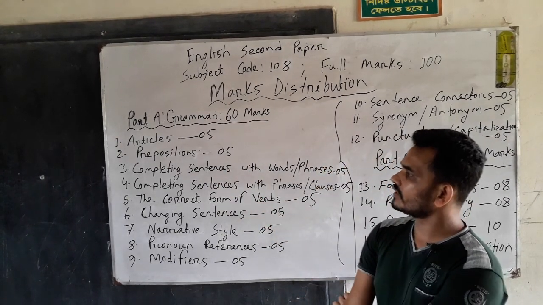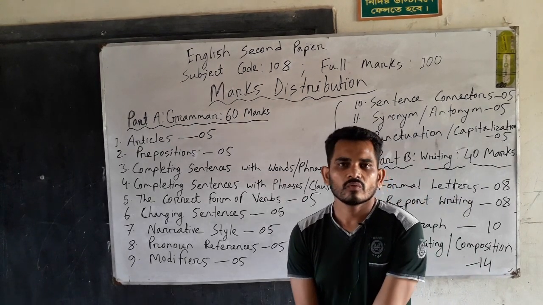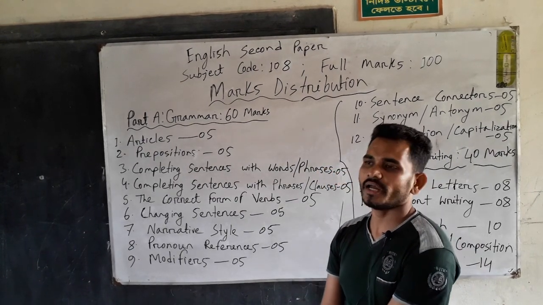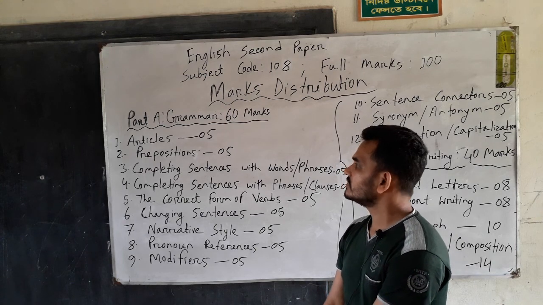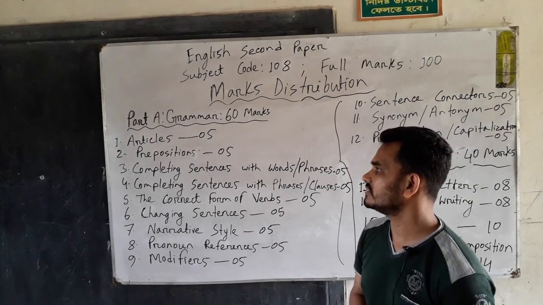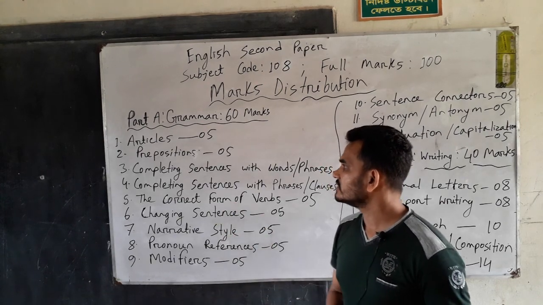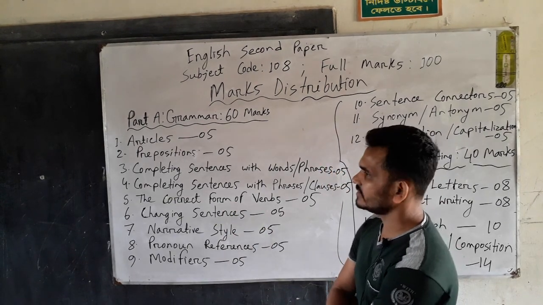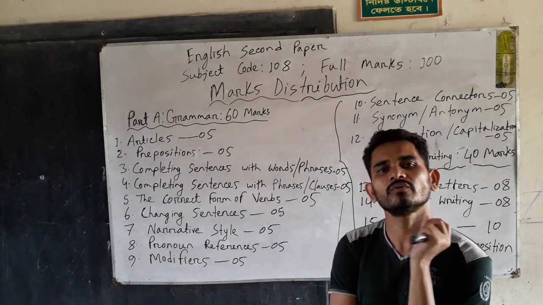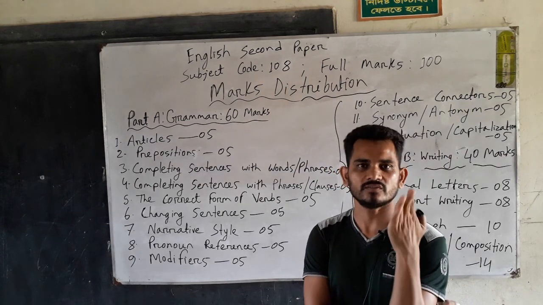Then for question number 3, there will be 10 gaps also. For each gap you will have to use some words or phrases. For answering this question, that means for completing these sentences with words and phrases, there are also specific rules. You should know the rules. In my next classes, I will discuss these rules.